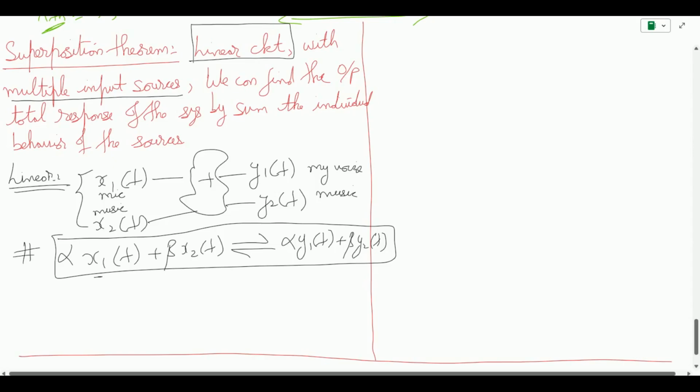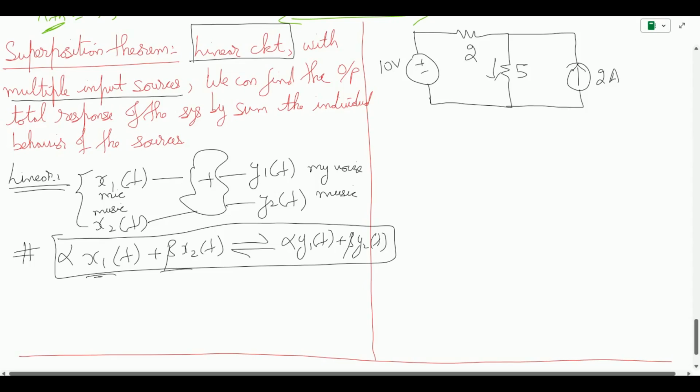Now that we have cleared up linear circuits and multiple sources from this definition, let us see how the individual responses of these two sources give us the total response. For example, let us consider this circuit with these values. This is a 5 ohm resistor, this is a 2 ohm resistor, and I have another source of 2 amps. So in this circuit you have two sources: a current source of 2 amps and a voltage source of 10 volts, and I'm interested in finding the current through the 5 ohm resistor.